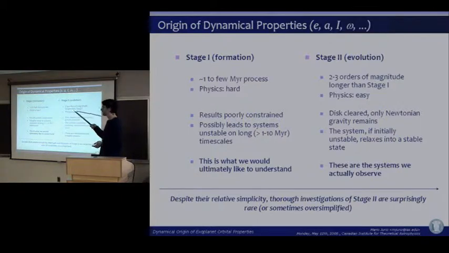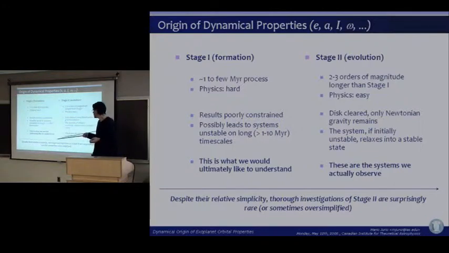The physics in this phase is easy. The disk has cleared. The only thing that essentially affects the planets is just good old Newtonian gravity. And the system, if it's initially unstable, because remember, it forms on relatively short timescales, and a priori, there is no reason for it to be stable on gigayear timescales. If it's unstable, it's going to relax into a stable state in this part of its lifetime. And again, these are the systems we actually observe.